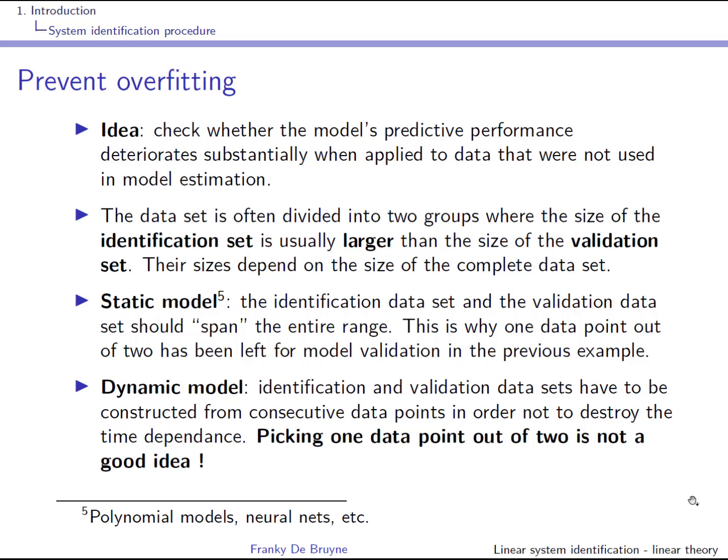For static models, like in the case that we've just tackled, polynomial models, but also for neural nets, for example, we have to split the identification and the validation data set in such a way that they both span the entire range. This is why 1 data point out of 2 is a good way of choosing the identification dataset and the validation dataset. Of course, and this is very important for dynamic models, you have to choose identification and validation datasets that are constructed from consecutive data points in order not to destroy the time dependence. So it's forbidden to take 1 data point out of 2, because this would clearly destroy the time dependence.